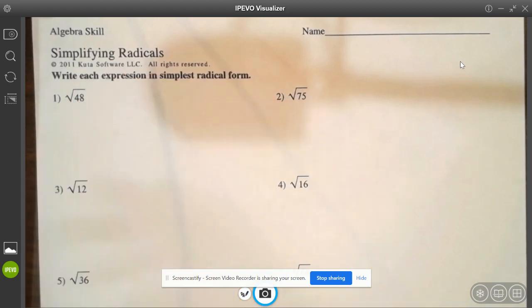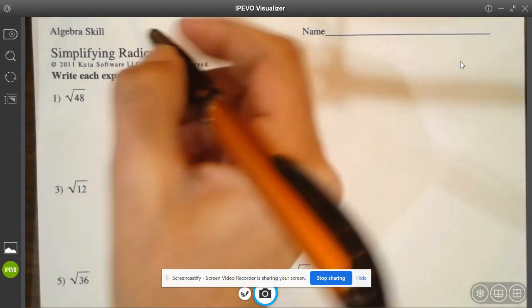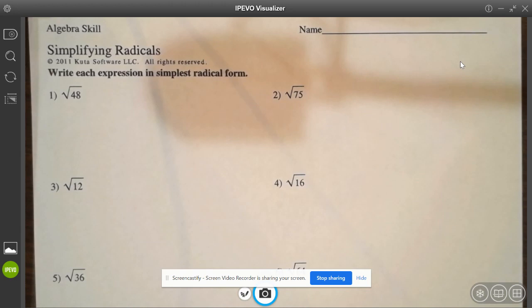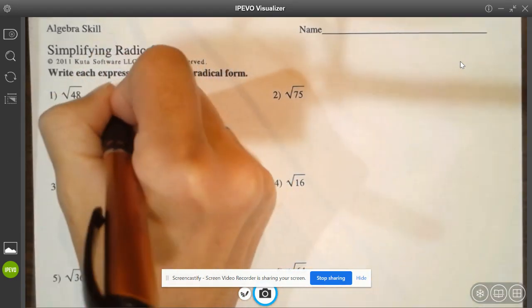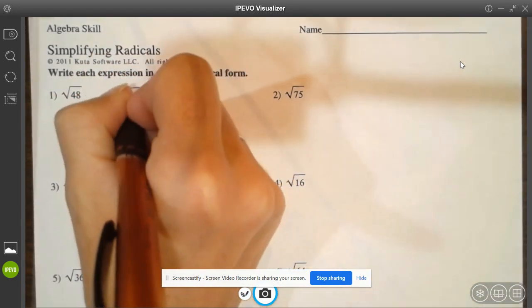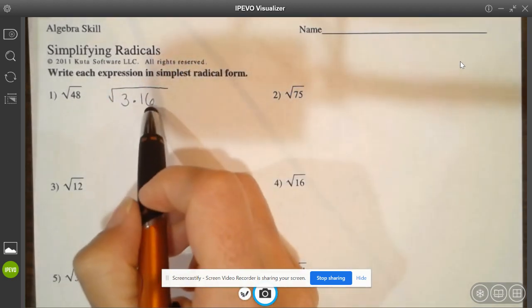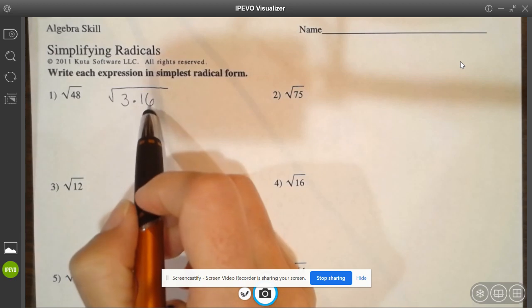This number 48, if you use your multiplication chart, you can see that 48 divides by 16. And 16 is a perfect square, so we can take the square root of that. So something like 3 times 16, right? This number is a perfect square. If you take the square root of that, it's 4 times 4, right? 4 times 4 is 16.